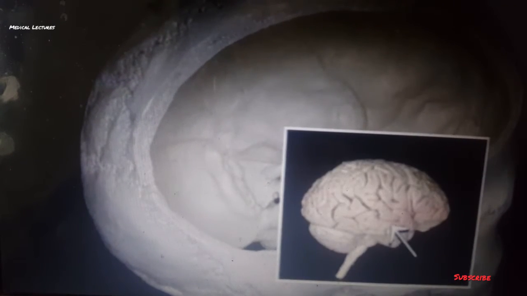As we saw in the last tape, two big steps divide the floor of the cavity into three parts. The sphenoid ridges separate the anterior cranial fossa from the middle cranial fossa. This part of the cerebrum, the frontal lobe, occupies the anterior cranial fossa. This part, the temporal lobe, occupies the middle cranial fossa.